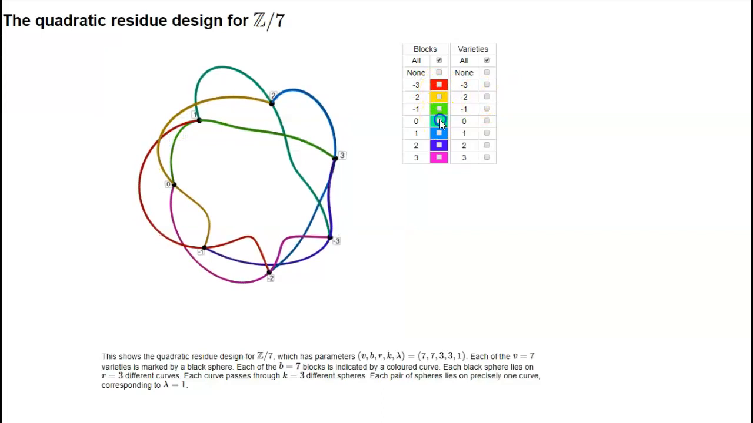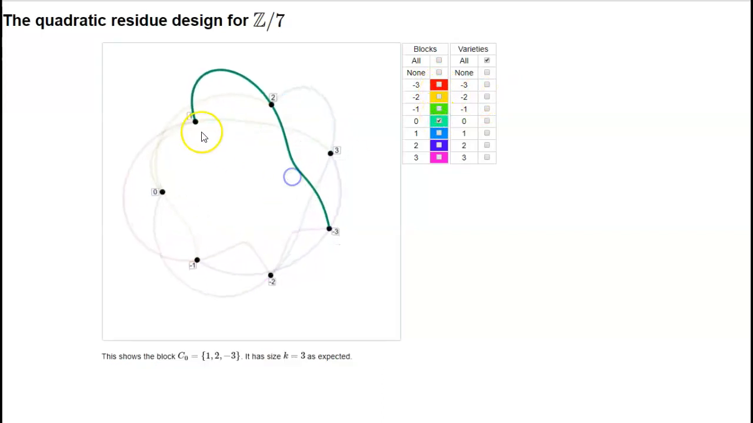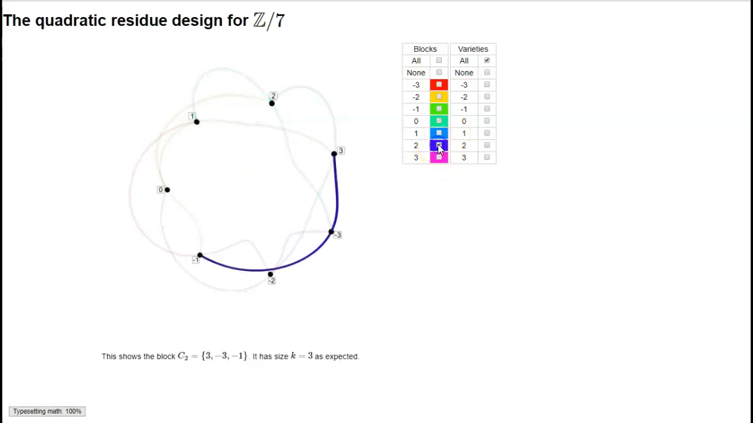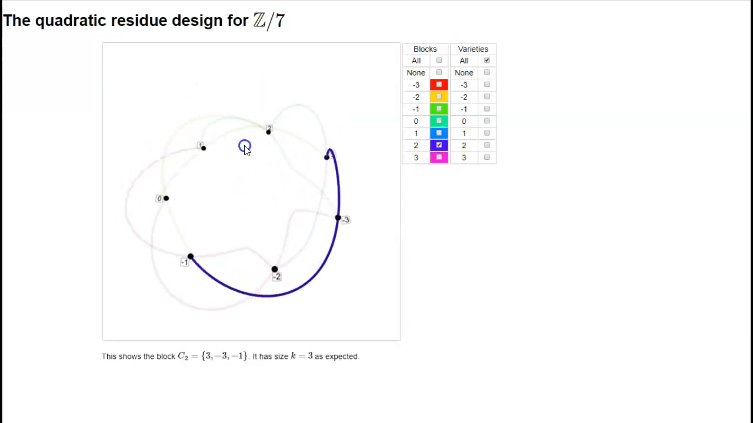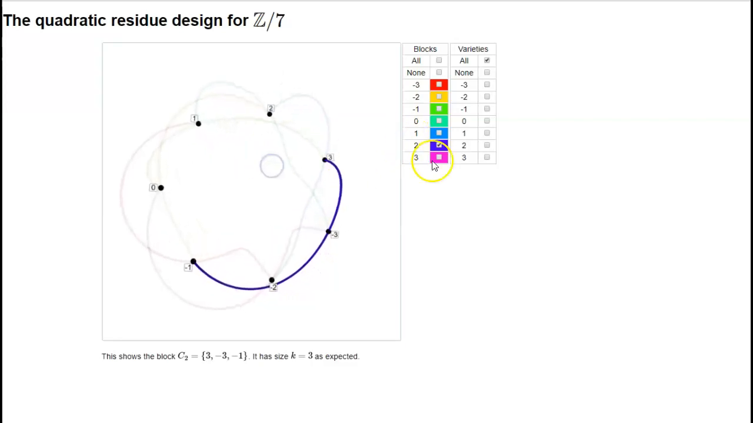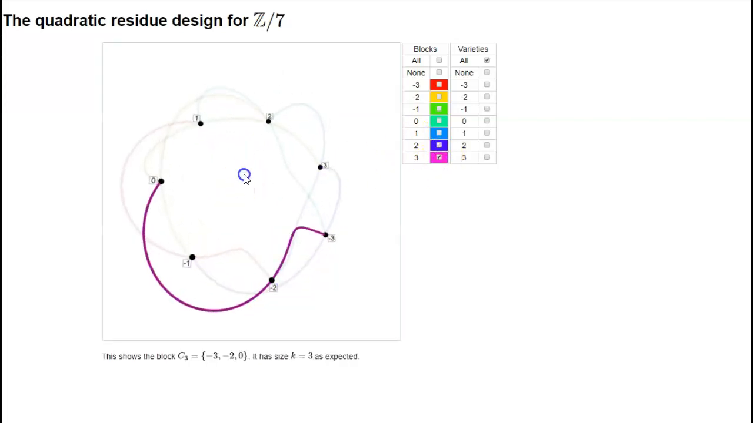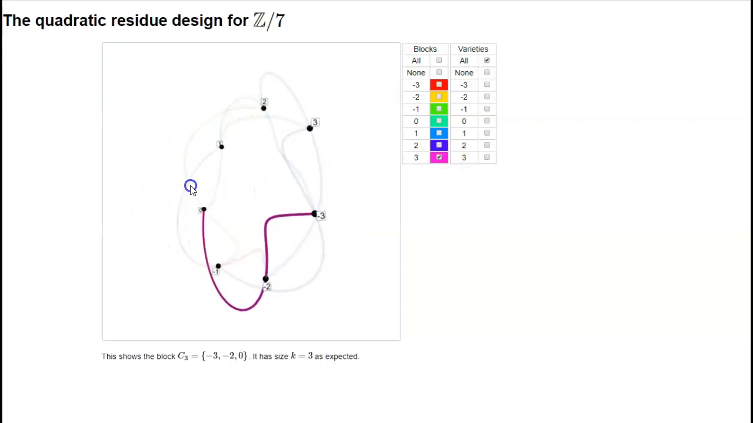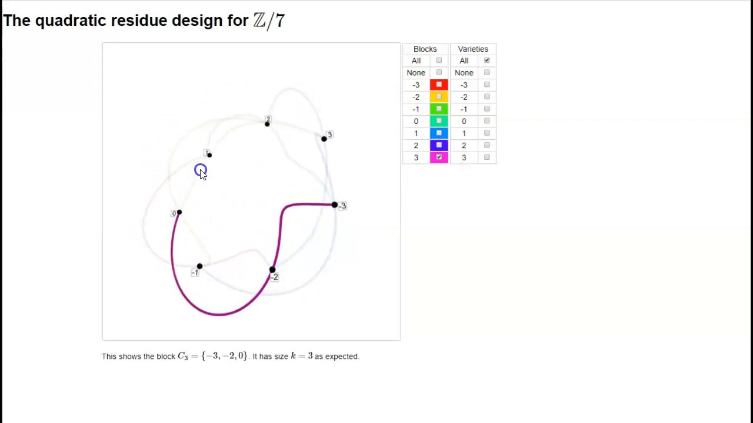So if we look at this block here, it consists of 1, 2, and -3, so it's got size 3. Remember, the size of the blocks in a block design is called K, so K equals 3. We could look at a different block, this one -1, -3, 3, or this one 0, -2, -3. Each of the blocks has size K equals 3.